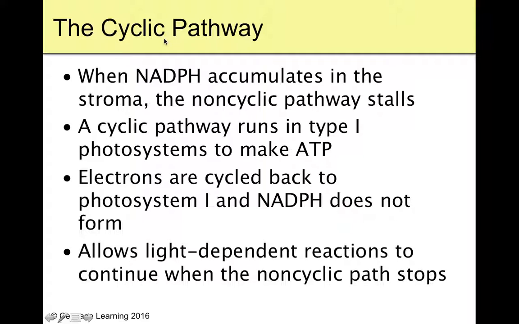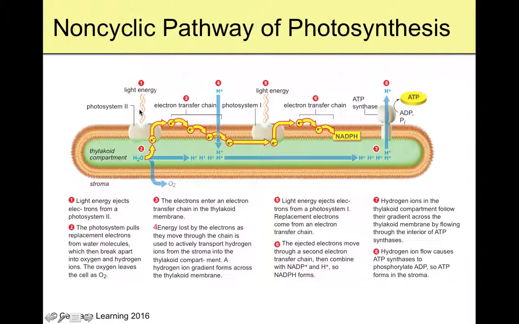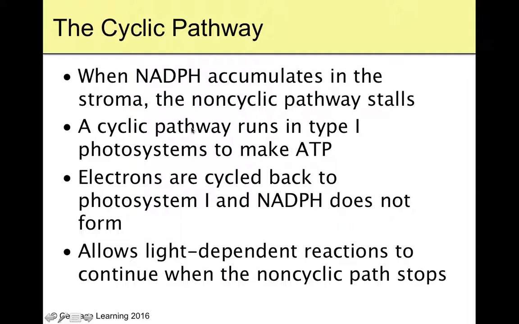This one is cyclic. So a little piece of this is cyclic. When NADPH accumulates in the stroma, the non-cyclic pathway is going to take a little bit of a break. So when we get too much of this out here and not enough of this, we'll actually stop this just for a little bit. A cyclic pathway runs in our type 1 photosystem, photosystem 1, to make just ATP. So we're just going to run photosystem 1 and make a bunch of hydrogens and keep that ATP synthase running. And it's going to make a lot of ATP.